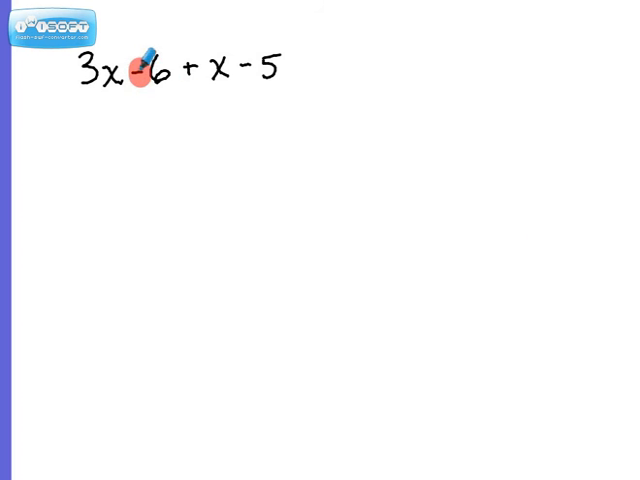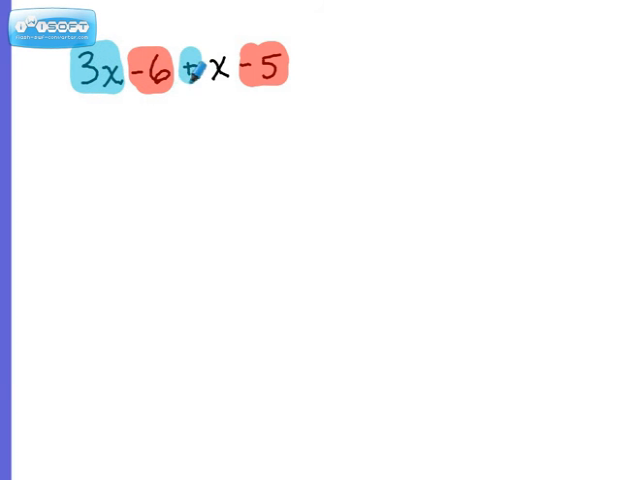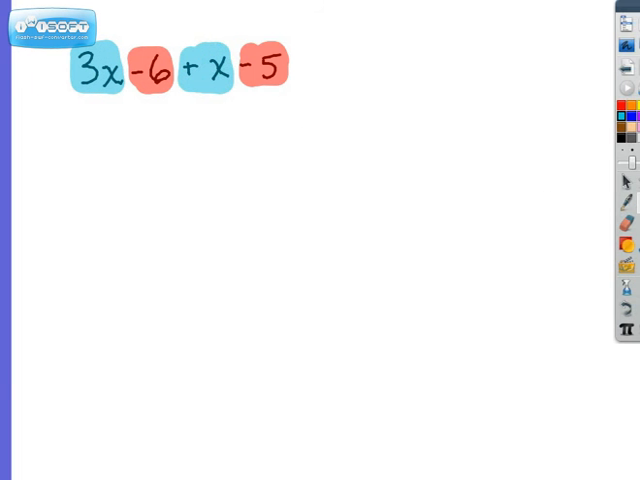Let's say that you wanted to combine like terms on this one. We have 3x minus 6 plus x minus 5. So again, I'm going to combine the things that are the same. These constants are the same. They don't have an x attached to them. And then these x's are all to the first power, or just regular old x. So we'll combine those together.